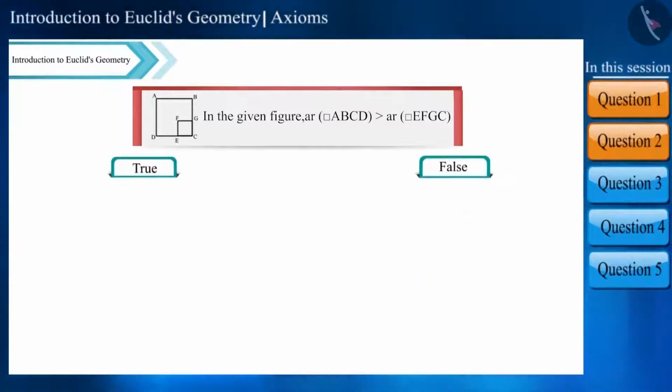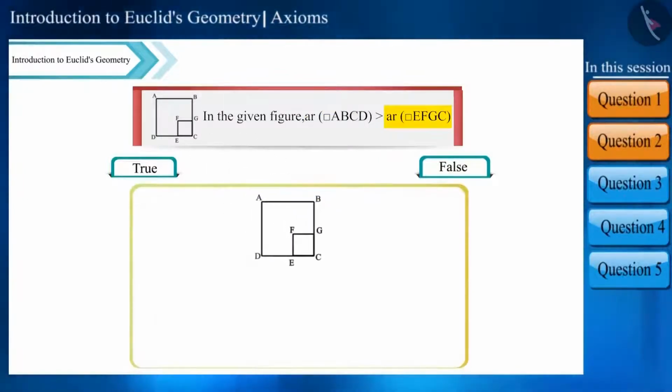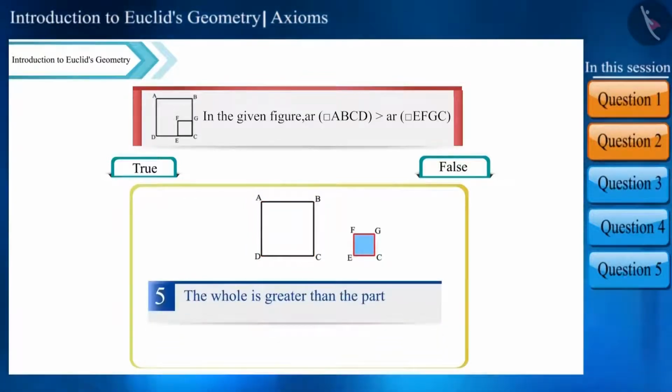Is this statement true? The area of square ABCD is more than the area of square EFGC. From the figure, we are finding that the square EFGC is a part of the square ABCD. By looking at the figures and according to Euclid's fifth axiom, we know that the whole is greater than its part. Therefore, this statement is true.